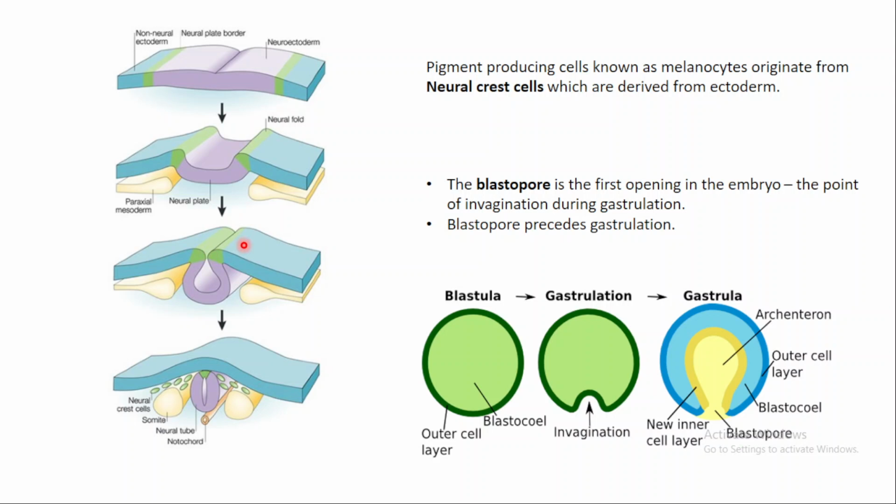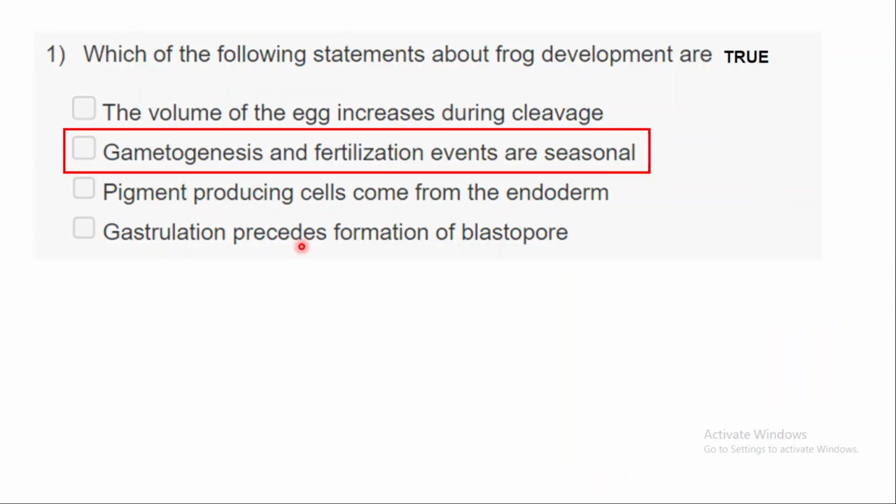Now these neural crest cells are the source for the pigment producing cells known as melanocytes. So pigment producing cells, the third option that we saw, do not come from the endoderm, but they rather are derived from neural crest cells, and neural crest cells emerge from the neuroectoderm. So pigment producing cells indirectly come from the ectoderm, but not the endoderm.